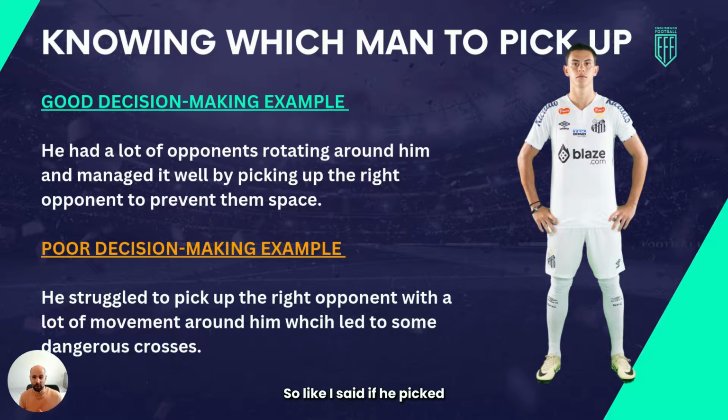So like I said, if he picked up the wrong man, you'll know because the other player will have a lot of space in a more dangerous area. So another example could be that he goes to the wide player, gets a little bit too close, and then the player in the half space now has that underlapping area space to move into. So that's another example that you could use. So those are some phrases you can use in your scout reports to describe a fullback's decision-making ability.